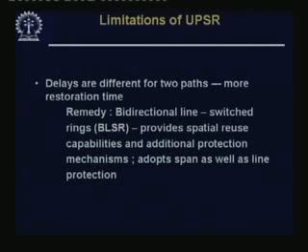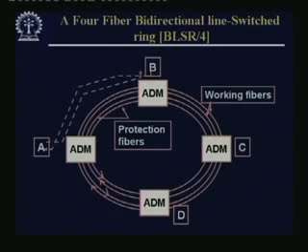And the other problem which may become a problem is that delays are different for the two paths, because one of them is small and the other one is quite large all the way around the link. So, the delays in the two paths are quite different. Remedy could be bidirectional lines, that means bidirectional line switch rings, BLSR. So, we were in UPSR, now we will be talking about BLSR. This provides spatial reuse capabilities and additional protection mechanisms and adapts span as well as line protection. So, we will have a look at both of these.